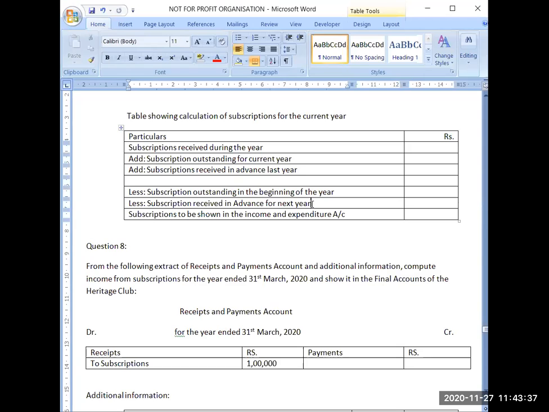Similarly, we would have received the amount in the current year also as advance subscription. This amount will belong to the income of the next year. That's why it is not an income of the current year. And because we have received this amount, that's why we are deducting this amount from the subscription. And after doing these all 4 adjustments in the subscription, we will be getting subscription to be shown in the income and expenditure account.